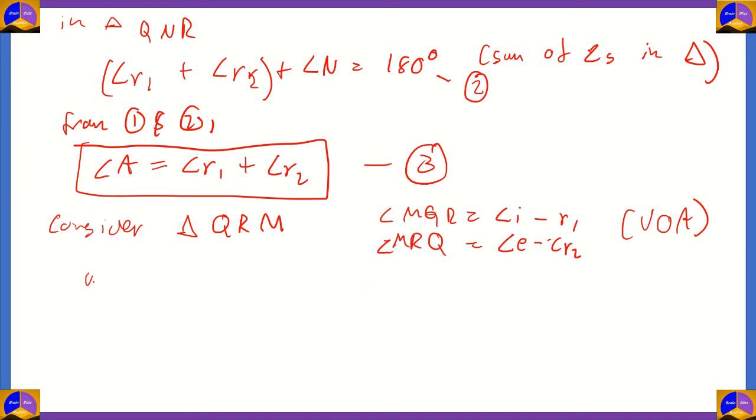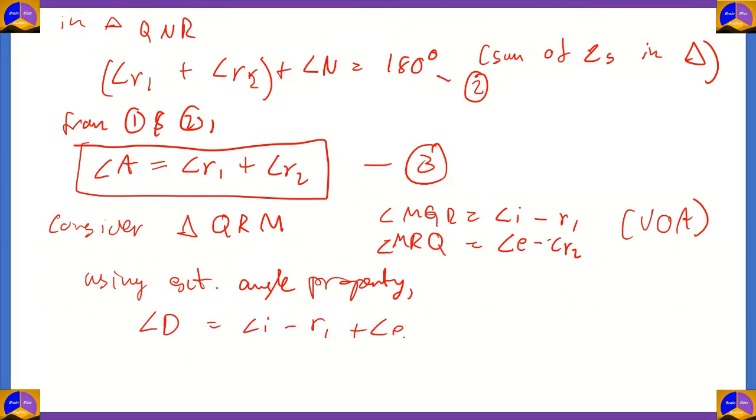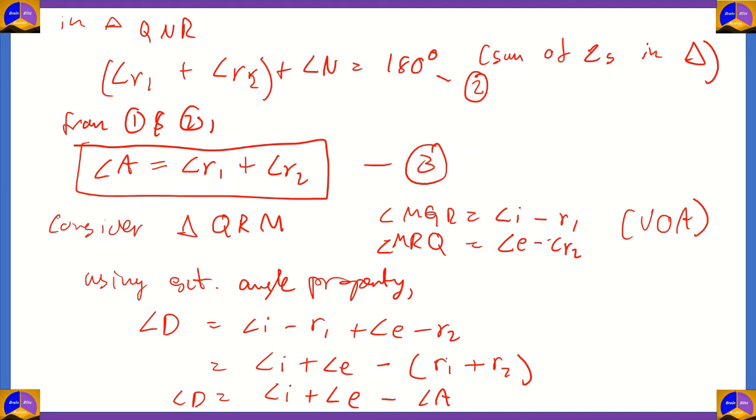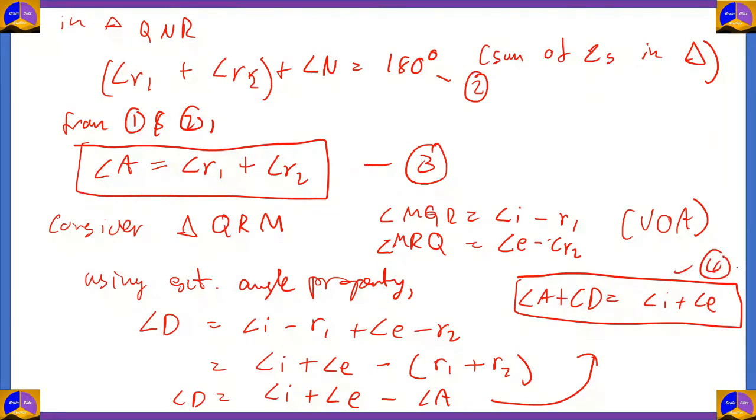So now using the exterior angle property, we get the angle of deviation as angle I minus R1 plus angle E minus R2. So here we can write it as angle I plus angle E minus the sum of R1 and R2. Therefore angle D will be equal to angle I plus angle E minus angle A, because the angle of prism is the sum of the angles of refraction. So therefore you get angle A plus angle D equals angle I plus angle E. We consider this as equation number 4.